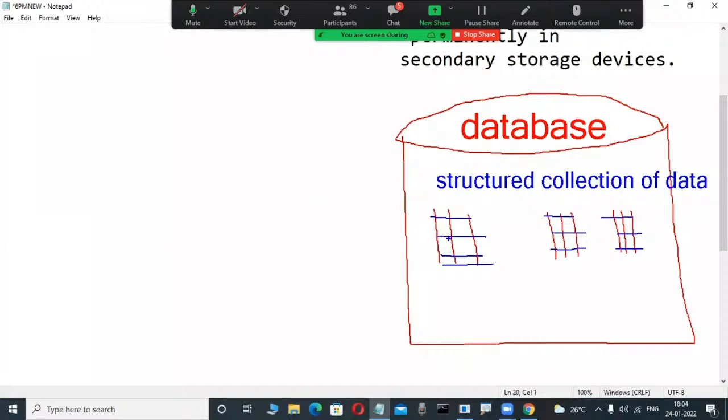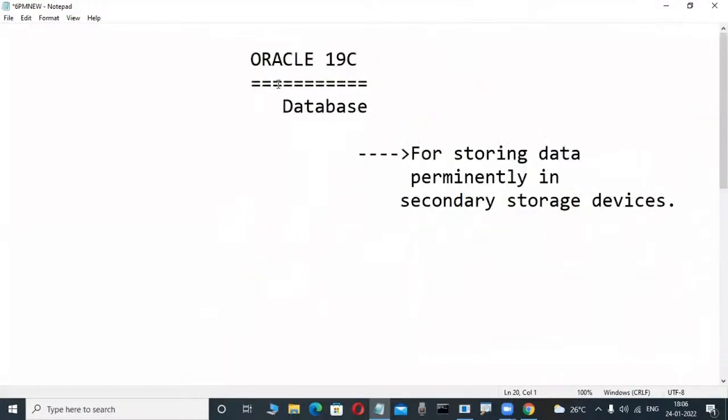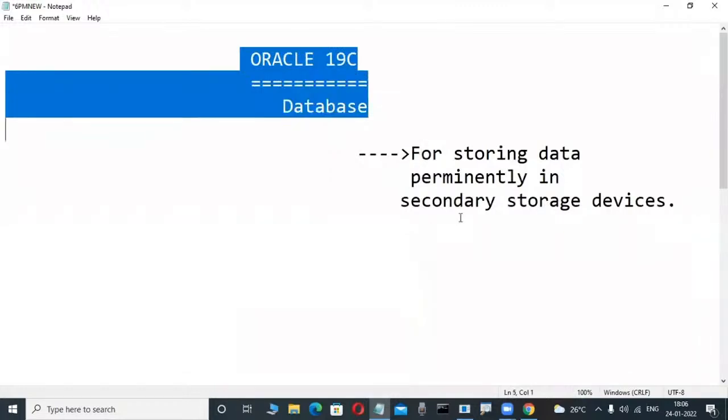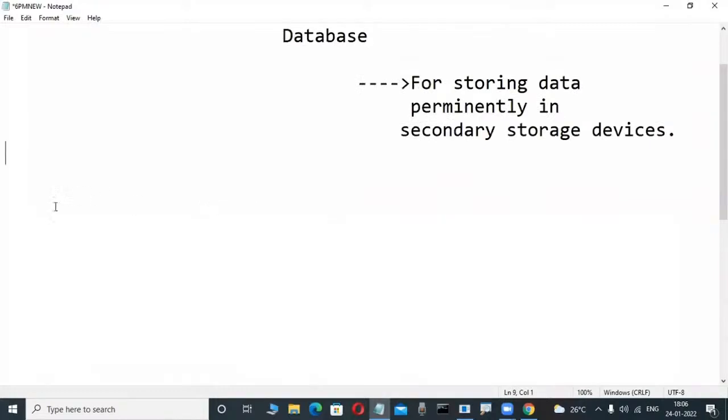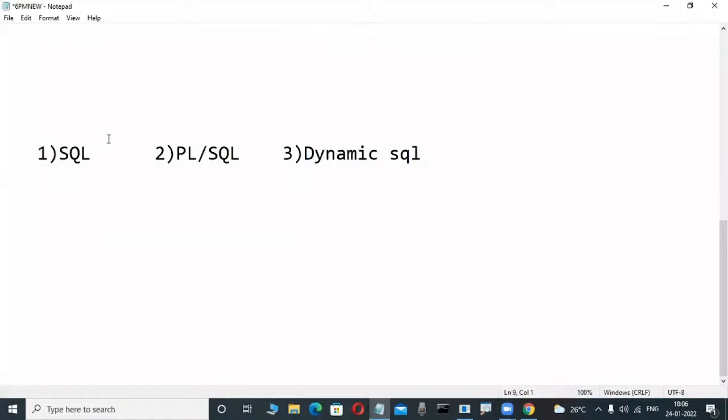Once a structured collection of data is there, for handling and operating this data, which language do we use? Very good: SQL, structured query language. That's why these databases are implemented based on the relational data model. What is that? Today I will tell you. Oracle, SQL Server, DB2, Sybase, MySQL, all these databases are implemented based on the relational data model concept. For operating these products, we use SQL.